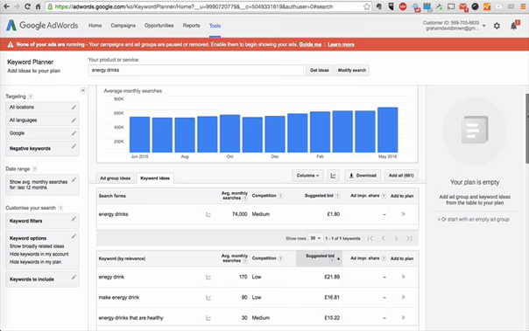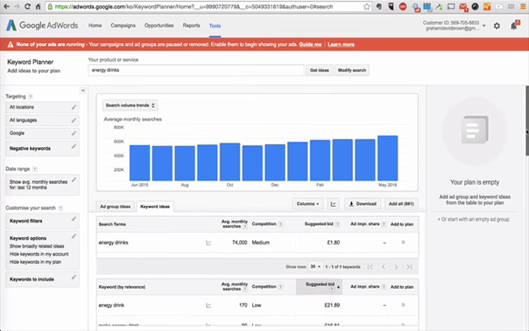So last point here is I want to just talk a little bit about the average monthly searches, which is right at the top of your search results. What it shows us is the last year of search volume for that particular term. And what we can see with energy drinks is it's pretty much stable and slightly increasing. It's gone up about 20% over a year.